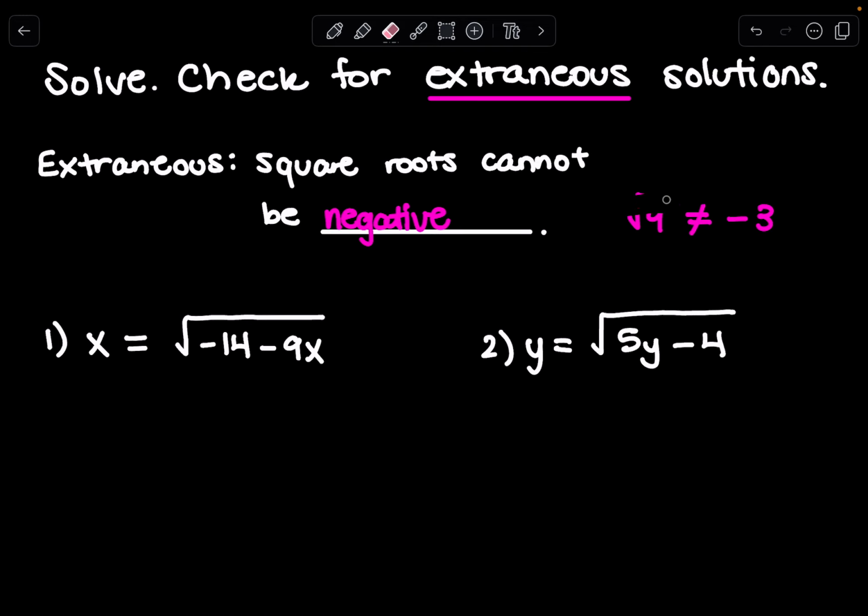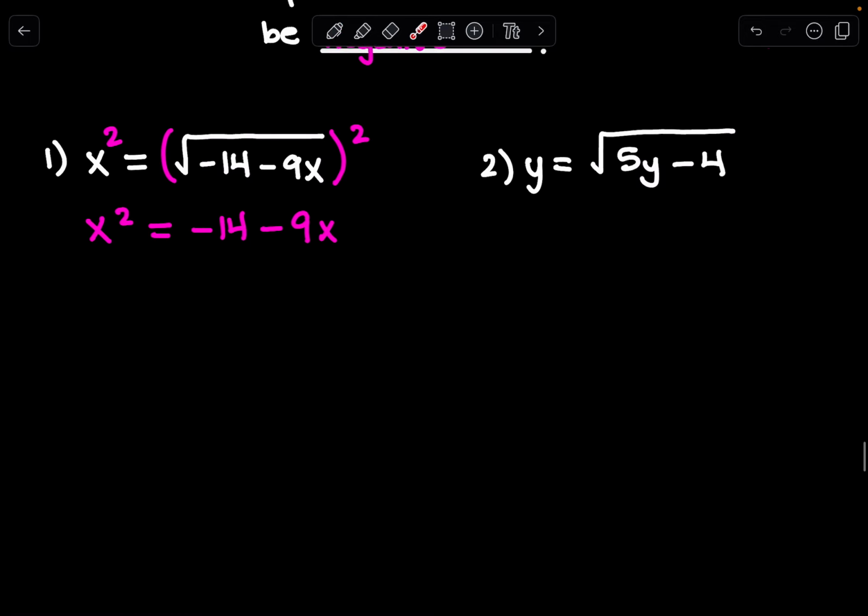All right, let's go ahead and do some squaring of both sides, and we're going to see what happens. So we saw before with the regular radical equations, in order to get that x out, I'm going to square the left and square the right. So I've got x squared equals negative 14 minus 9x. Now, because my degree value is 2, I notice I have a quadratic equation.